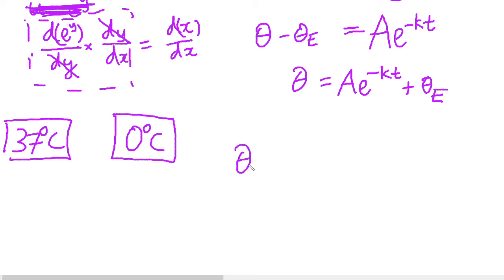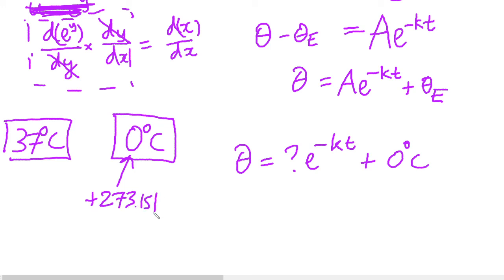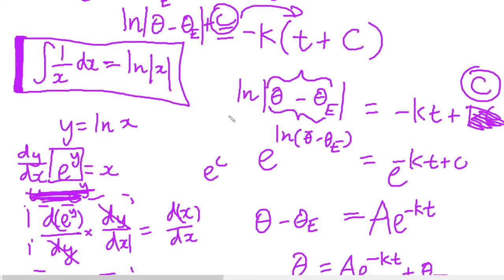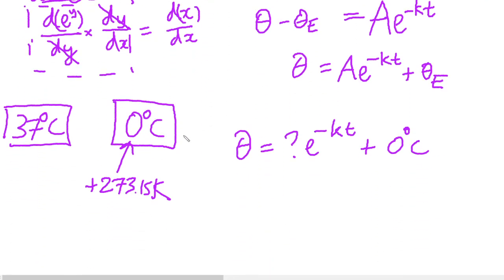Then your temperature is going to be some constant times e to the minus kt plus 0 degrees. And the choice of degrees Celsius for the units of temperature is kind of arbitrary, because this is positive 273.15 Kelvin, our actual unit of temperature, but because we're only looking at the difference in temperature between the body and the environment, the absolute unit doesn't matter too much, because we're looking at this from a mathematical perspective and not a physics perspective so much.